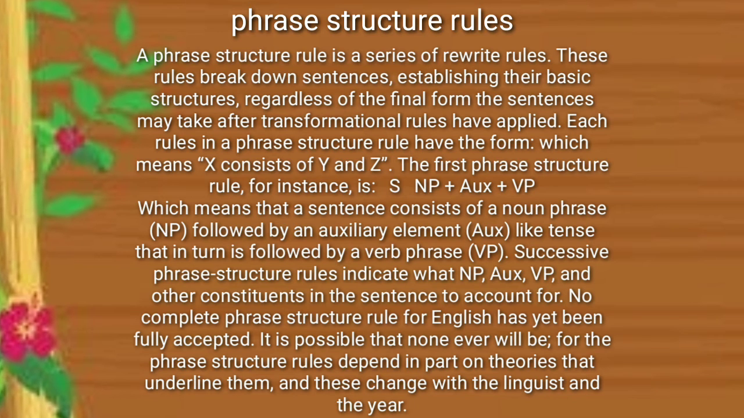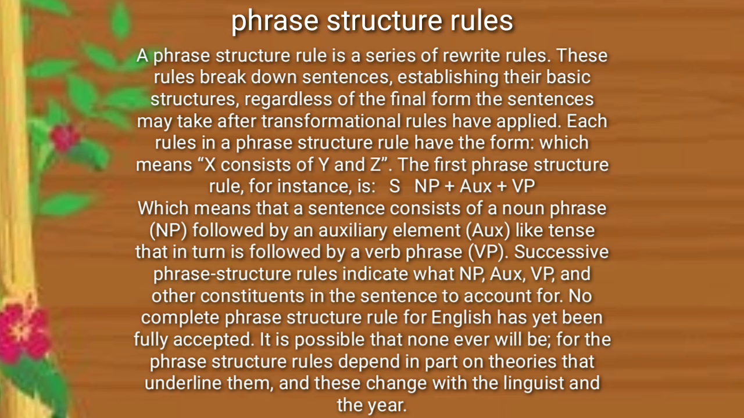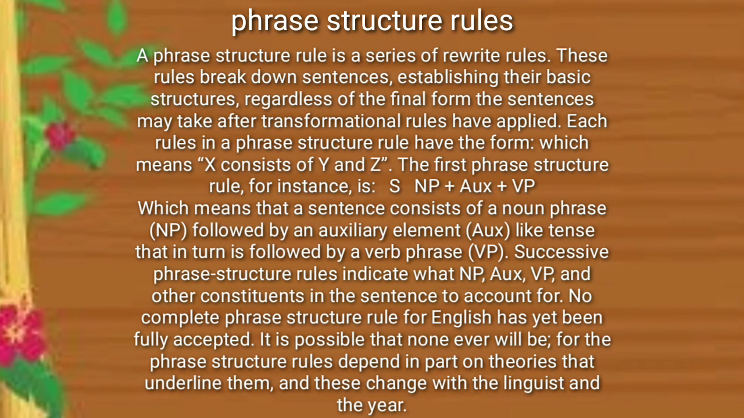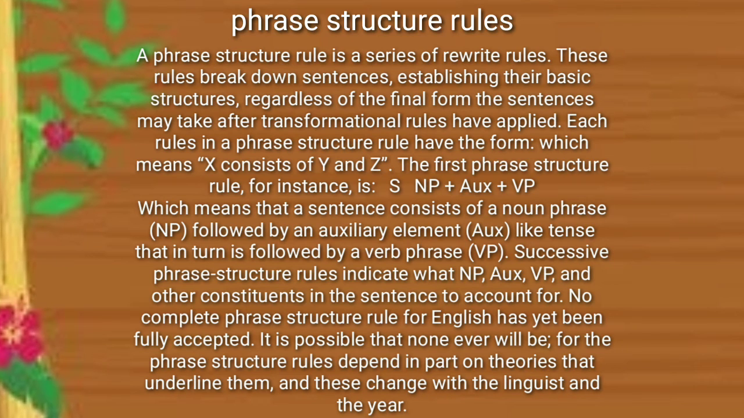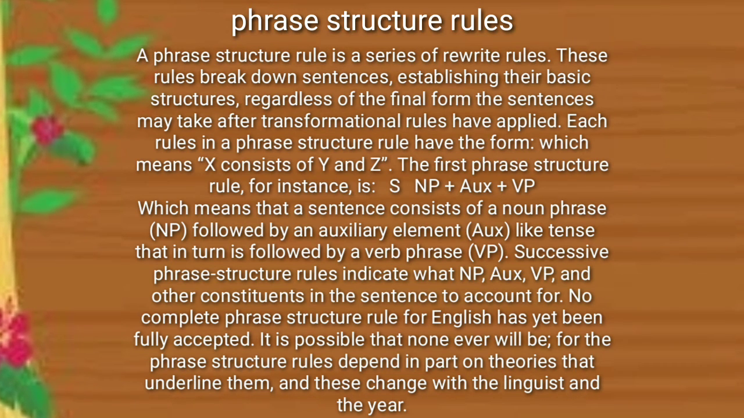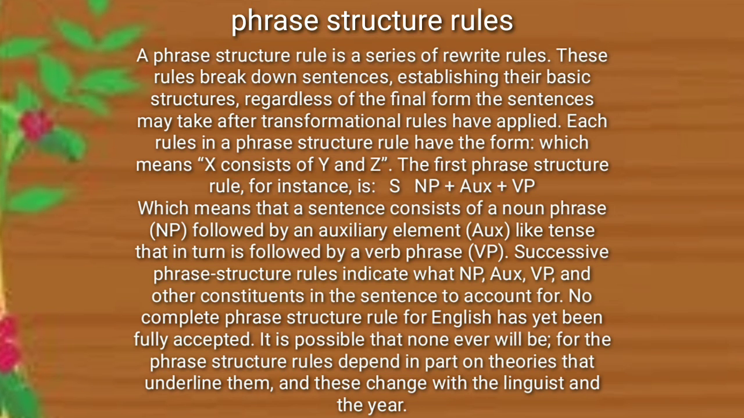which means that a sentence consists of a noun phrase followed by an auxiliary element like tense, that in turn is followed by a verb phrase. Successive phrase structure rules indicate what the noun phrase, auxiliary, verb phrase, and other constituents in the sentence account for.